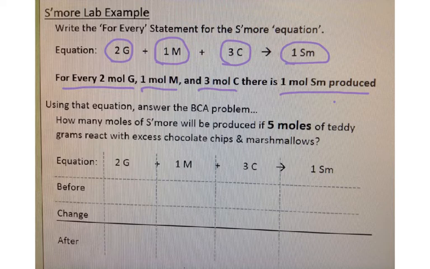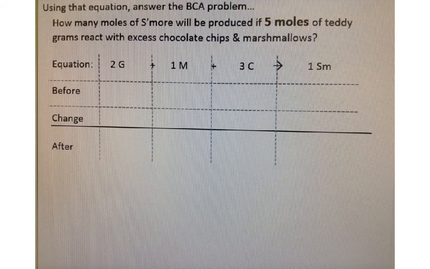Here is an example below of the BCA chart. Remember, it is before, change, and after. I'm always going to fill out my befores initially from what I know. Reading it: how many moles of s'mores will be produced when 5 moles of Teddy Grahams react with excess chocolate chips and marshmallows?